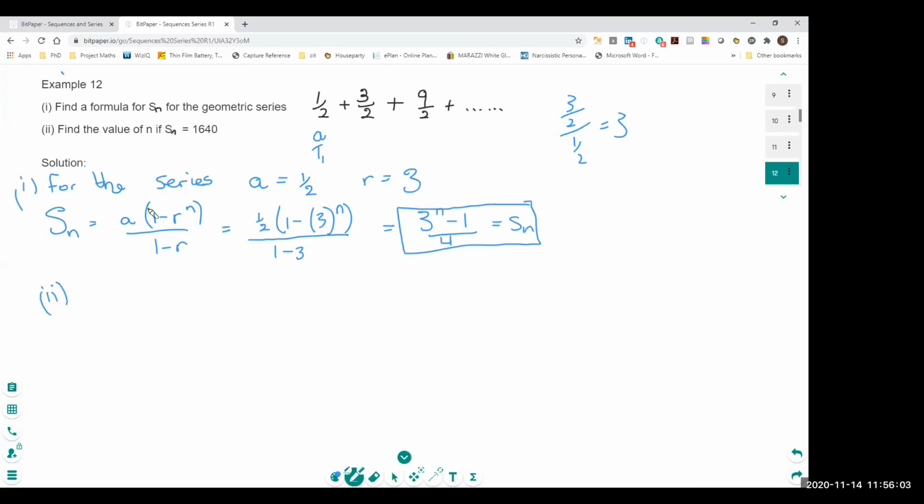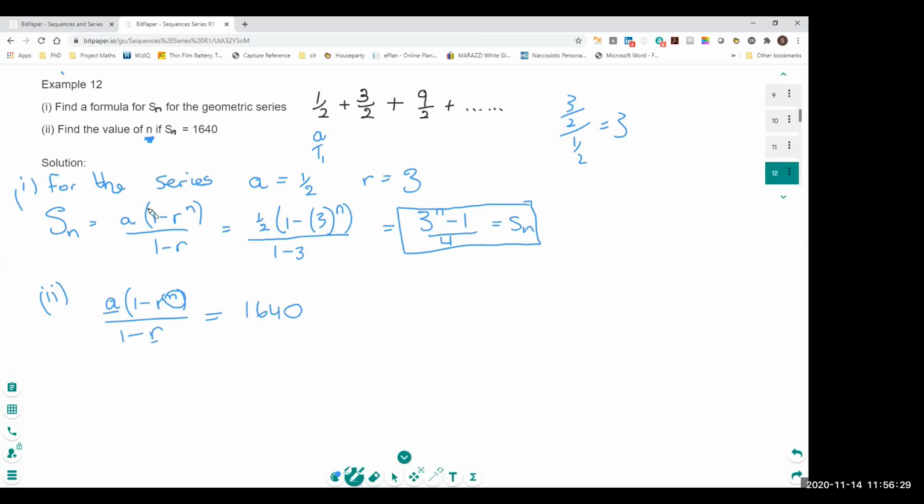Find the value of n if S of n is given. So they're not looking for S of n, they're finding n. They want us to find n. They've given us the answer to the sum, which is 1640. So that means a times (1 minus r to the power of n) all over 1 minus r is equal to 1640. And we're trying to solve for n, right? But we already know a and we already know r.